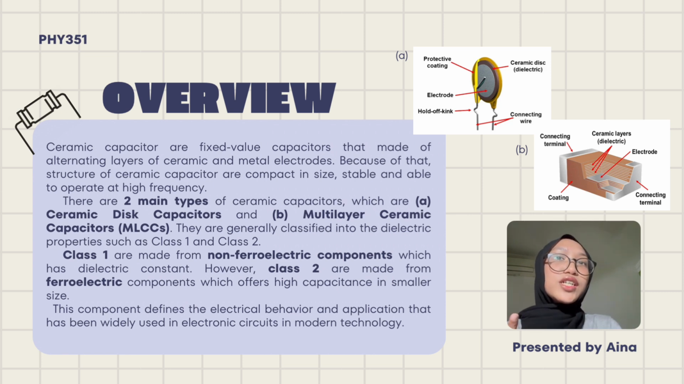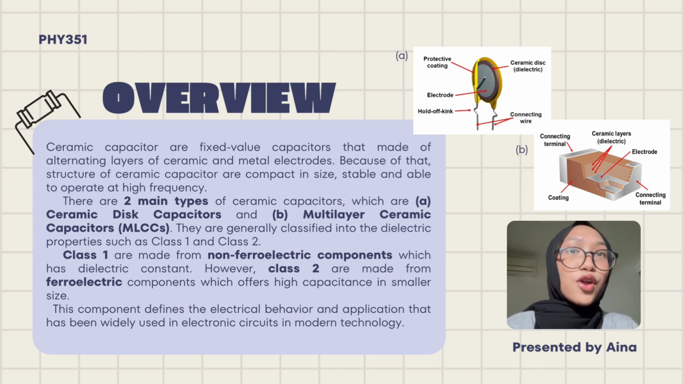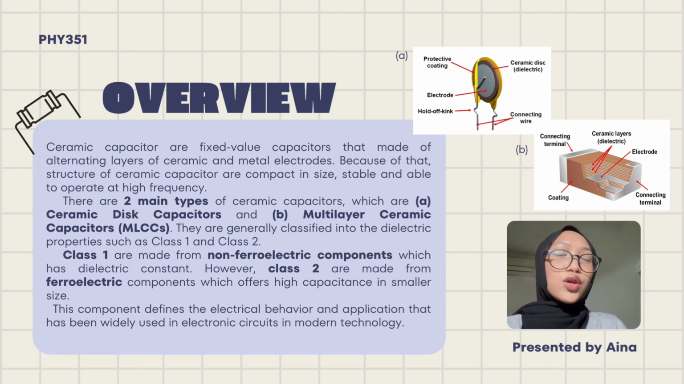which are further classified into two classes, which are class 1 and class 2. Class 1 are made from non-ferroelectric materials with low dielectric constants, which have lower capacitance value and offer near zero drift. However, class 2 are made from ferroelectric materials, which offer higher capacitance in smaller size. This composition defines the electrical behavior and applications, and they have been widely used in electronic circuits in modern technology.